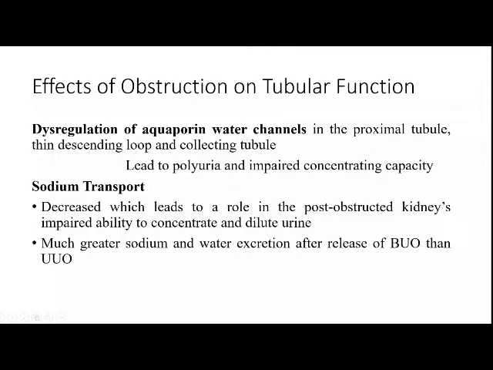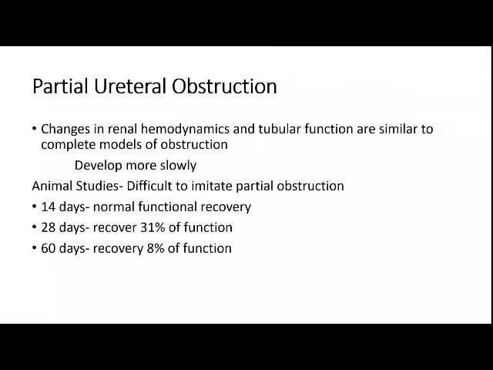Just go back to the previous slide, the partial ureteric obstruction. We couldn't really understand that animal studies are difficult to imitate partial obstruction, but when they did a partial obstruction, what exactly does it mean? With 14 days of obstruction, the kidney can completely recover after relieving, and with 28 days, 31%. So what exactly is partial obstruction? Is it creating a VUJ or mid-ureteric stricture, are they ligating it?